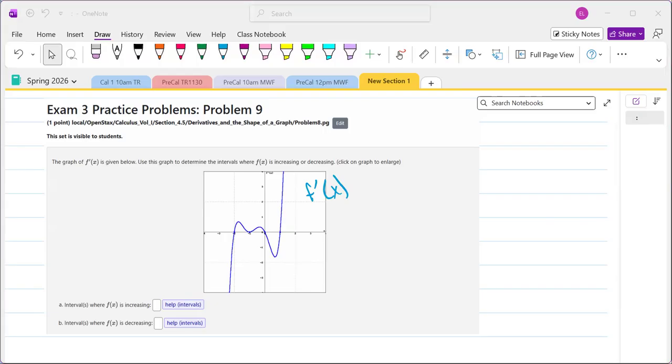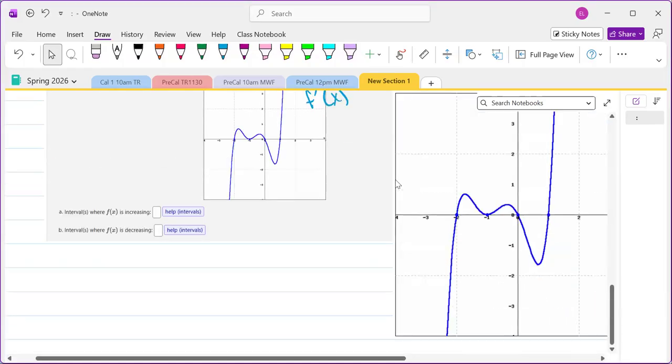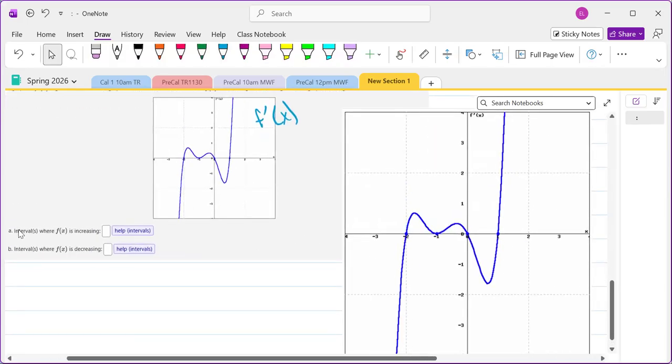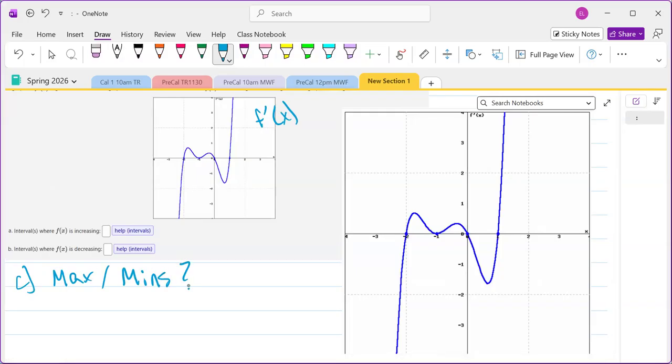Now on WebWork, we can actually zoom in and make the graph bigger. So I did that, and we got a prettier looking graph here. Now, the question is, where is f of x increasing and decreasing? And then there is going to be a follow-up question: where are the maxes or the mins? This is enough information to answer that question. But at least the way I taught first derivative test, I didn't do it from looking at the graph. I did it from a number line.